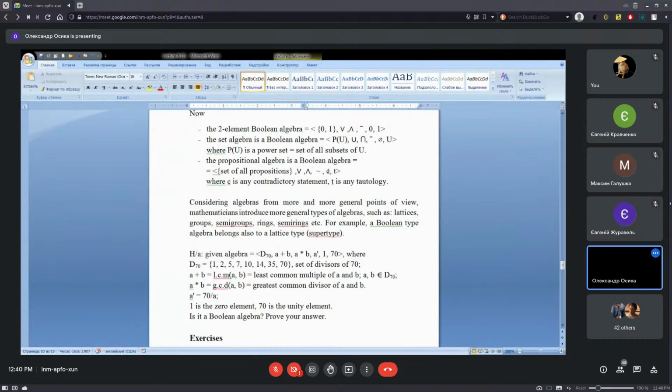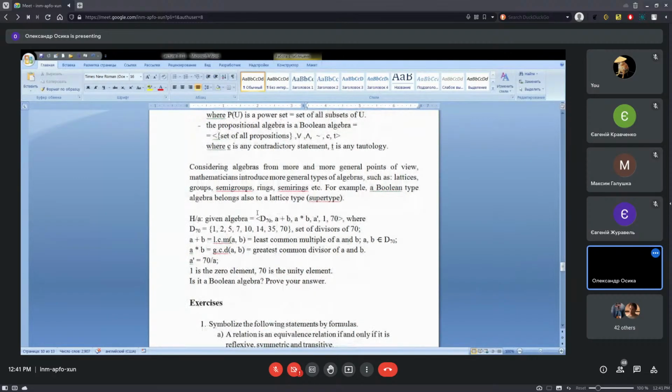And here are special elements: a contradiction, any statement which is permanently equal to false, and a tautology, which is permanently equal to 1, to true. Now I want to conclude.